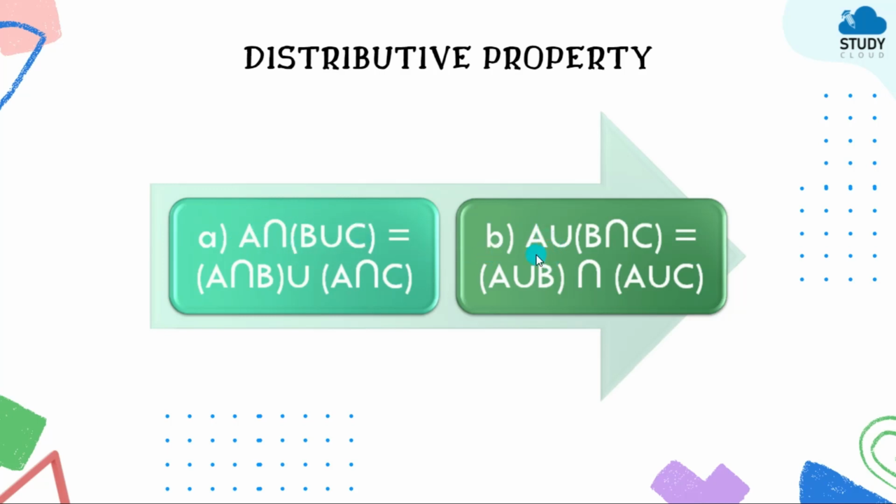Then A union (B intersection C). Now here all values will be the same, just the sign we have to change. Here it was intersection, so here there will be union. Here outside there was union, so here there will be intersection. So (A union B) intersection (A union C). The combination we get in A union B and A union C, and the values common in both parts, we will write as A union (B intersection C). Just an important distributive property which we have to learn.